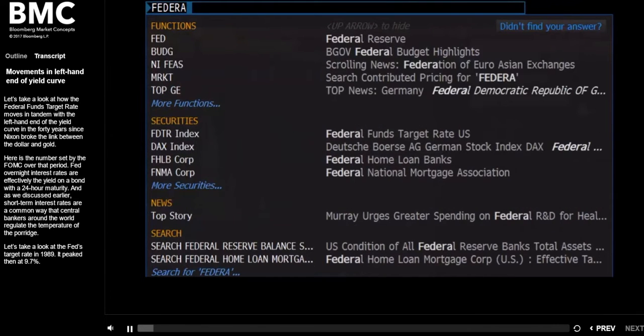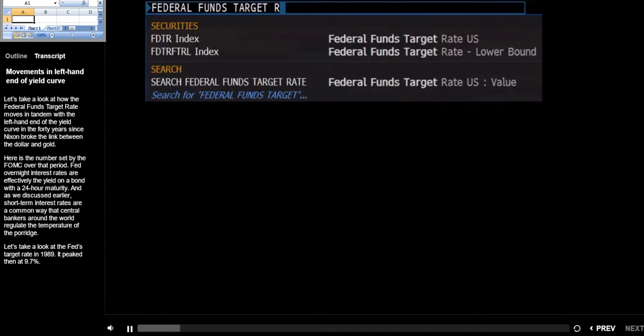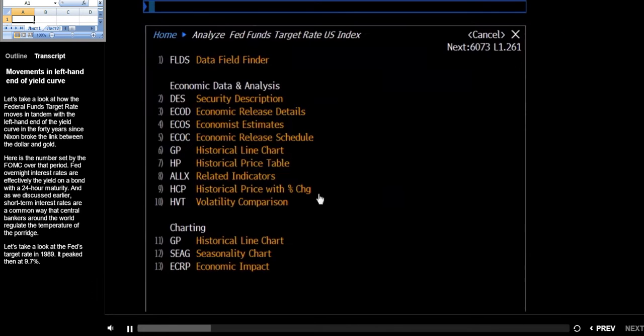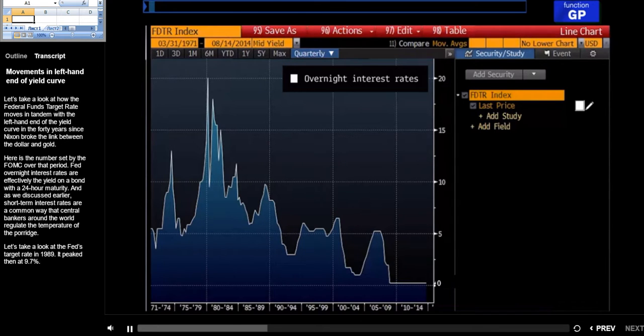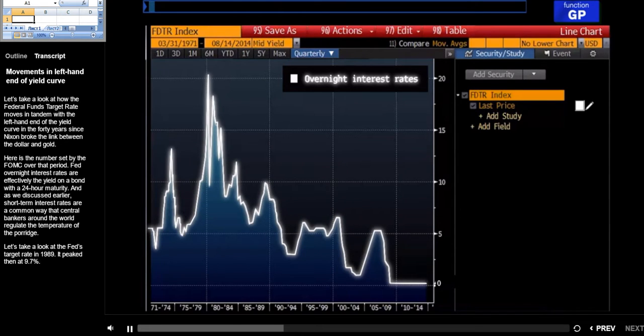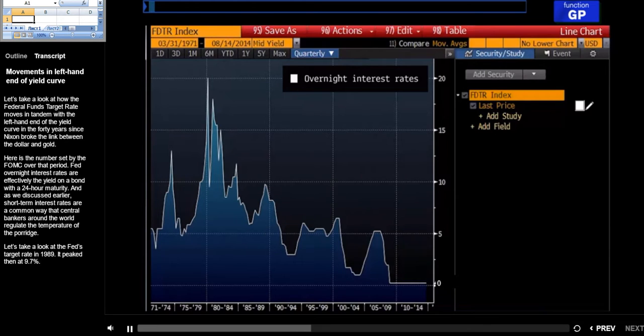Let's take a look at how the federal funds target rate moves in tandem with the left-hand end of the yield curve in the 40 years since Nixon broke the link between the dollar and gold. Here is the number set by the FOMC over that period. Fed overnight interest rates are effectively the yield on a bond with a 24-hour maturity. And as we discussed earlier, short-term interest rates are a common way that central bankers around the world regulate the temperature of the porridge. Let's take a look at the Fed's target rate in 1989.